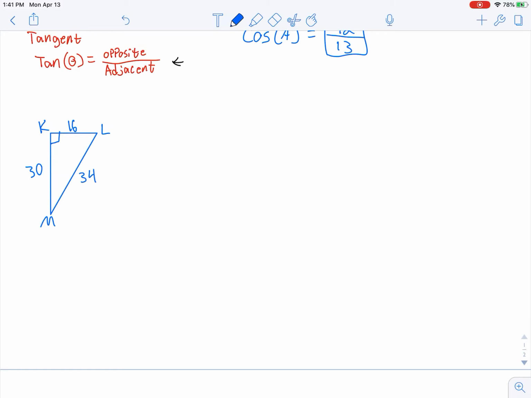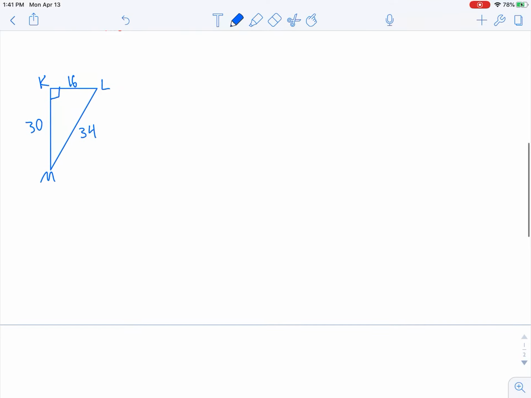Okay, so I have a new triangle. I don't have my SOHCAHTOA anymore, so I'm going to rewrite it. So if I remember how to spell it, S-O-H, C-A-H, T-O-A. Alright, so I have my ratios there, my how to set it up. That SOHCAHTOA is how you set it up. After that, everything gets easy.